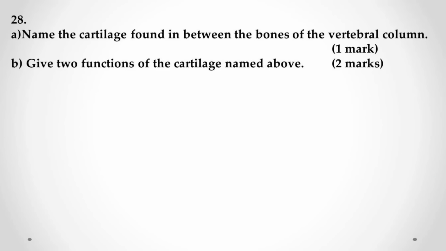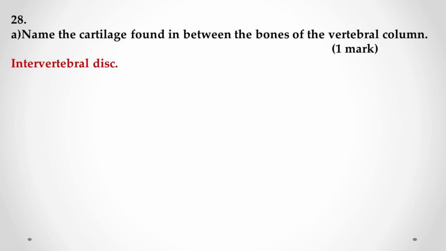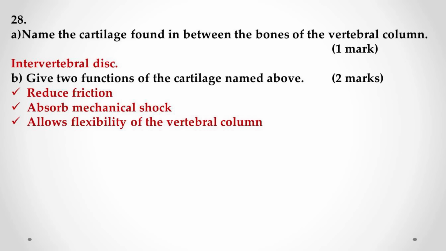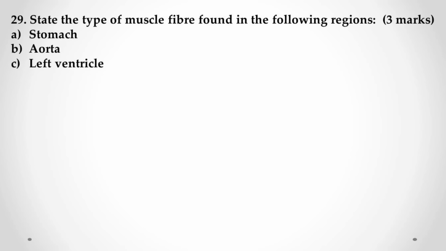Question 28. Name the cartilage found in between the bones of the vertebral column. And 28b. Give two functions of the cartilage named above. The cartilage found in between the bones of the vertebral column is called the intervertebral disc, and it has various functions. Among these functions is that it reduces friction. Another function is that it absorbs mechanical shock, and it allows flexibility of the vertebral column.